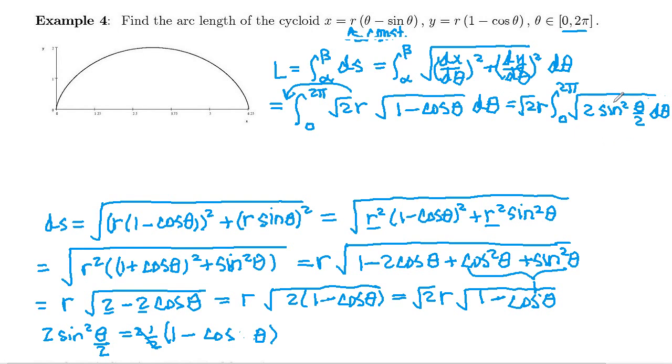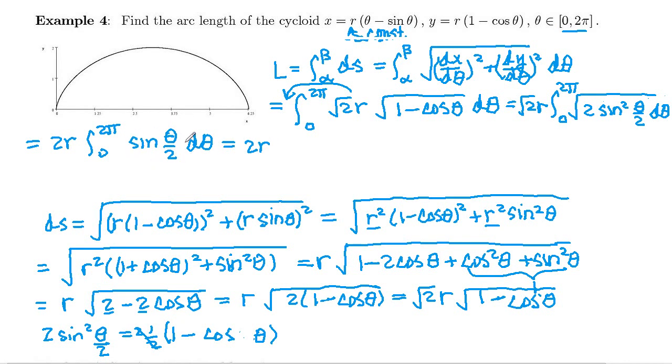So we can break this product apart. The square root of 2 will multiply with this square root of 2 out in front and give us a 2. So I have a 2r out in front. And then we're integrating from 0 to 2 pi. And then the square root of sine squared theta over 2 is just going to be sine theta over 2, d theta. So we got our 2r out in front. Now we're ready to do an antiderivative.